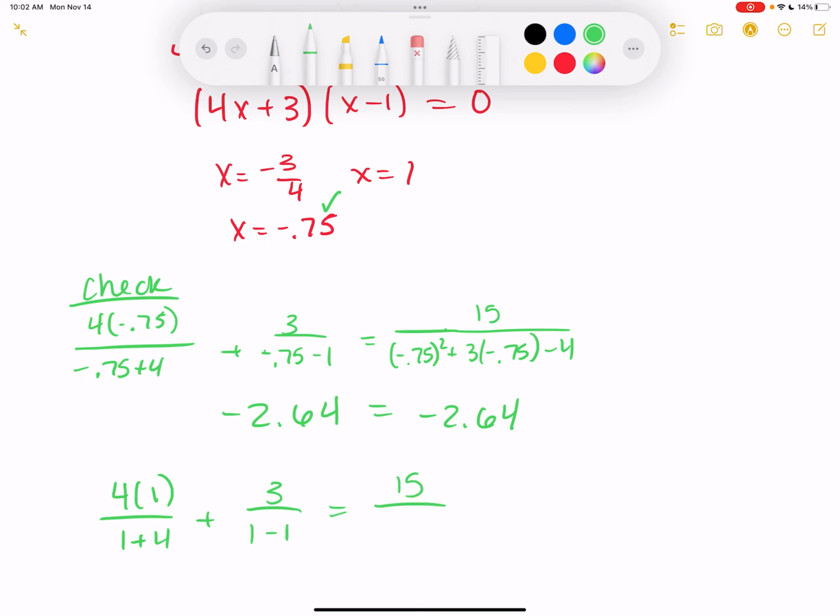So then do the other one, plug it in. Oh my lord. I'm still on this one. Well, this one's a little simpler. But as soon as you write it down, what do you notice? There's a zero in the denominator. Extraneous. Look, that was easy, so we don't have to do that. So 1 is extraneous, so the only one that works is negative 0.75.